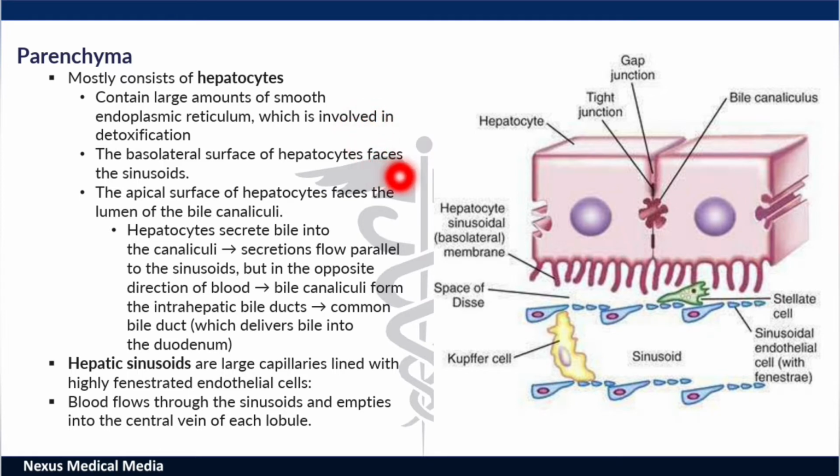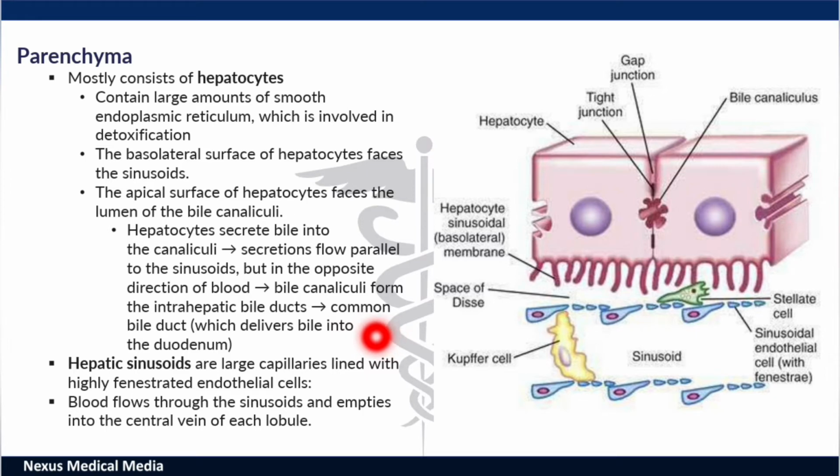The basolateral surface of the hepatocytes will face the sinusoids. I will tell you what a sinusoid is. The apical surface of the hepatocytes faces the lumen of the bile canaliculi. The hepatocytes will secrete bile into the canaliculi, and the secretions will flow parallel to the hepatic sinusoids, but in the opposite direction of blood. Then the bile canaliculi will form intrahepatic bile ducts, and then the common bile duct, which delivers bile into the duodenum.